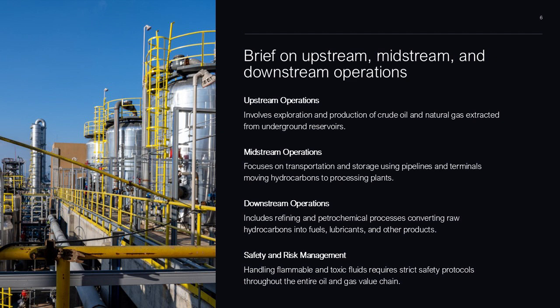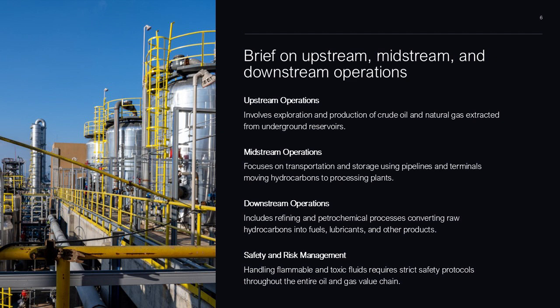Oil and gas processing encompasses three main sectors: upstream, midstream, and downstream. Upstream operations involve exploration and production, where crude oil and natural gas are extracted from reservoirs. Midstream focuses on transportation and storage, including pipelines and terminals that move hydrocarbons to processing facilities. Downstream operations include refining and petrochemical processes that convert raw hydrocarbons into usable products such as fuels and lubricants.